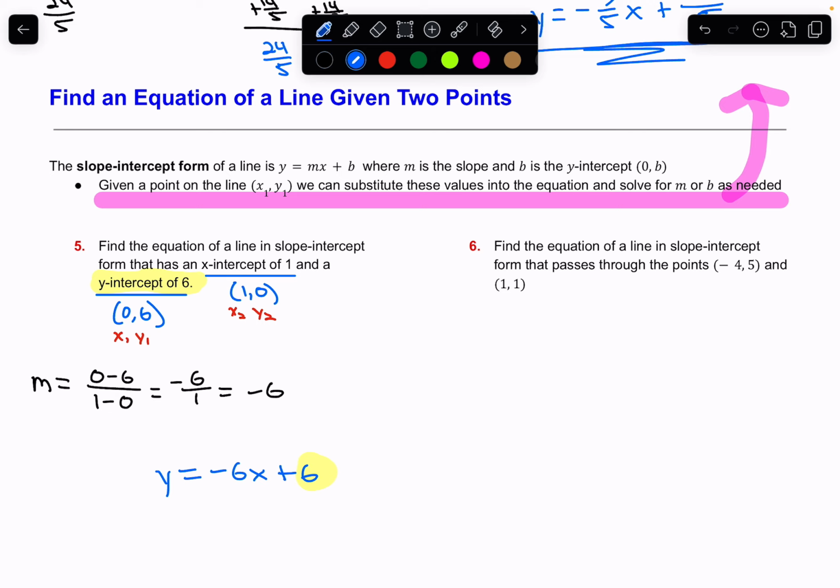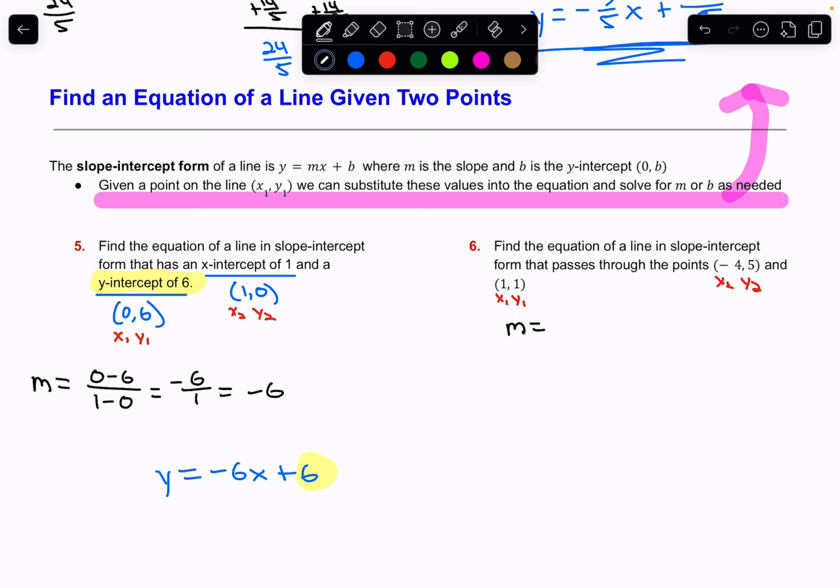All right, though, number 6. Find the equation of a line in slope-intercept form that passes through the points (-4, 5) and (1, 1). So here we don't have a y-intercept. We're just going to go straight to finding slope, where m is going to be equal to, and again, it doesn't matter which point is which. You just need to label one as x1, y1, and the other as x2, y2. That way you can use the formula. Does not matter which one's which, though.